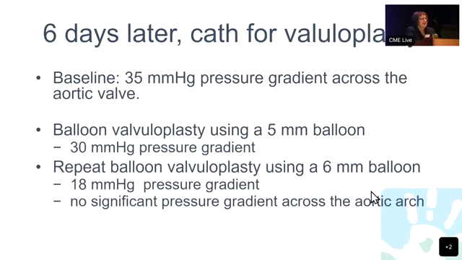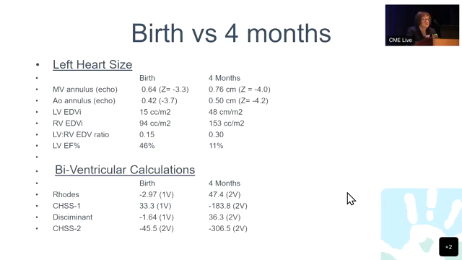So she went back to the cath lab for a valvuloplasty. The baseline gradient was 35 millimeters mercury. Initially a 5 millimeter balloon really didn't do much, and so a repeat valvuloplasty with a 6 millimeter balloon reduced the gradient to 18, and no significant gradient was seen across the arch. And actually, not a lot of aortic regurgitation either.